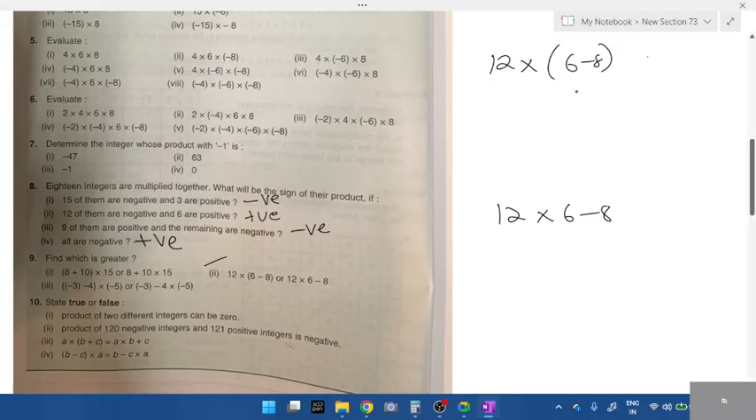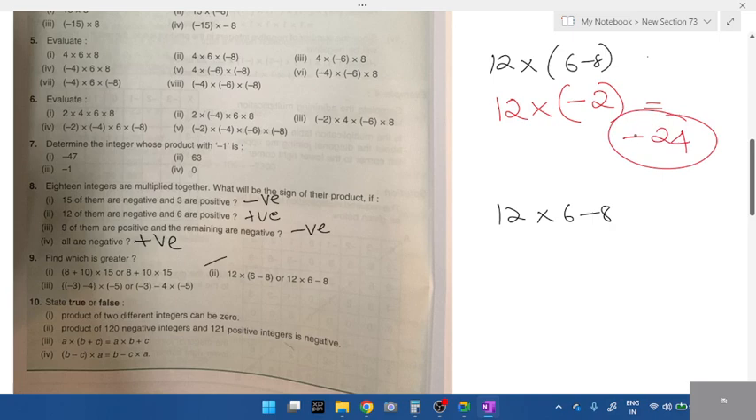6 minus 8. What is 6 minus 8? 2. 8 is greater. Minus 2, right? Okay, keep it as it is. 12 into minus 2. First multiply the signs, Alicia. What is plus into minus? Minus. 12 twos are 24. So the answer is positive or negative? Negative 24, right? Negative 24. How do you solve this question?